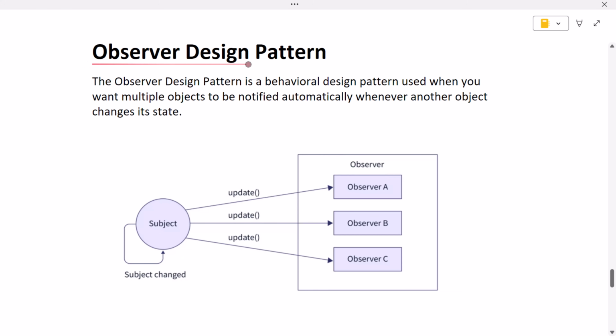Explain the observer design pattern. The observer design pattern is a behavioral design pattern used when you want multiple objects to be notified automatically whenever another object changes its state.